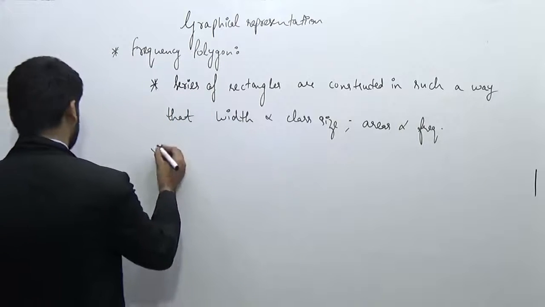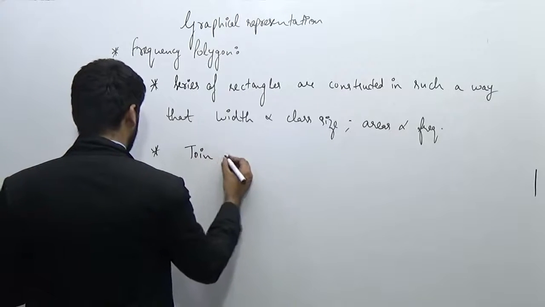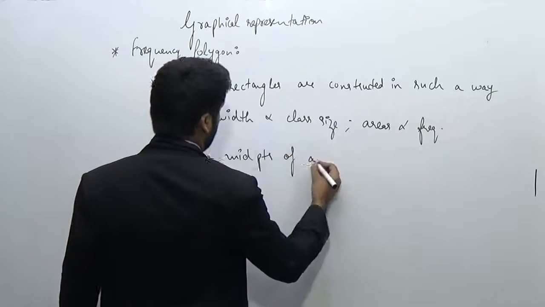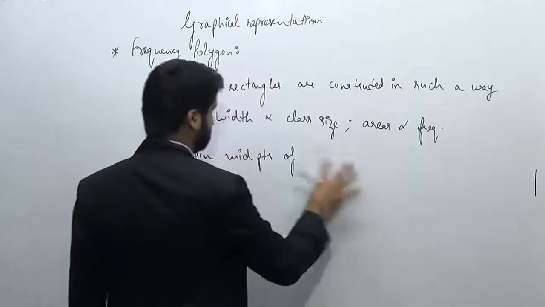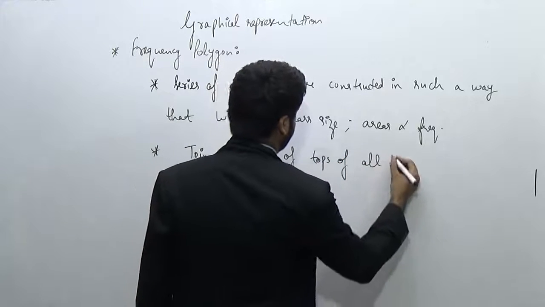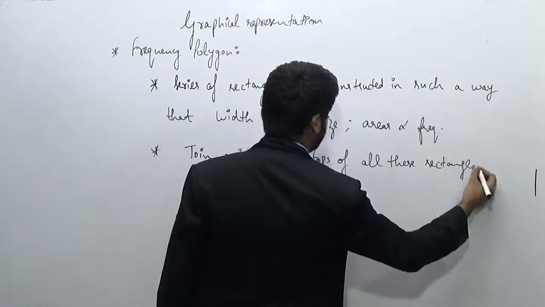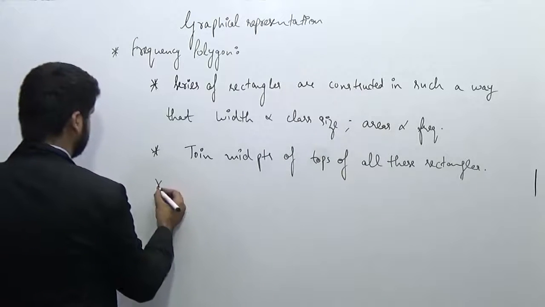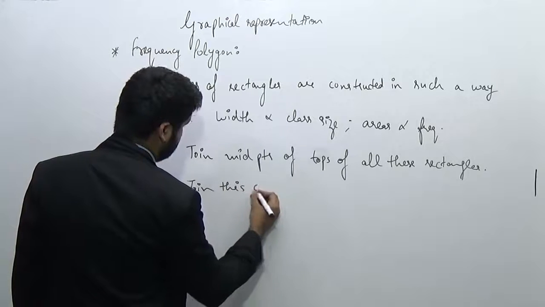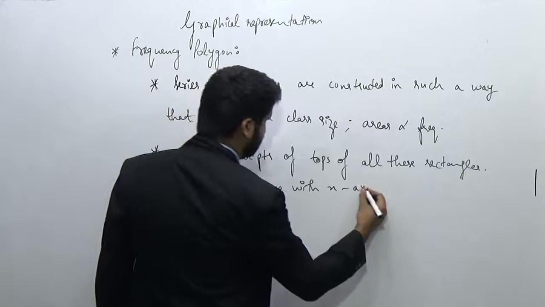And in the second step, write down, join the midpoints of the tops of all these rectangles. This is the second step. And the last step is join this curve with the x-axis. How will we join this curve with the x-axis?